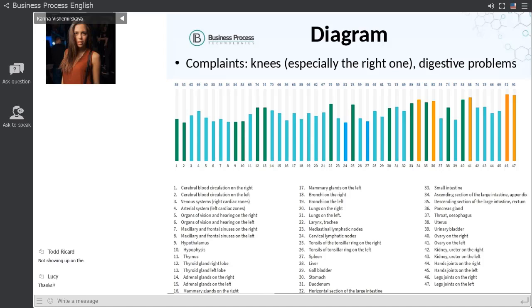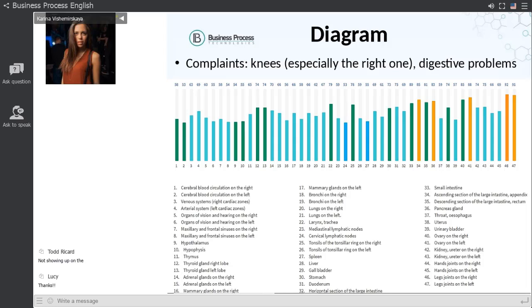41 is ovarious. The person didn't have any complaints, but the person can from now pay attention to this measurement because it's not green, it's not even yellow, it's orange. So we talk about inflammation processes. If the person repeats doing the test and this measurement shows orange, the person needs to pay attention to it.